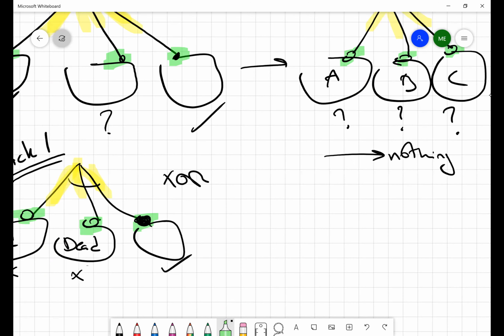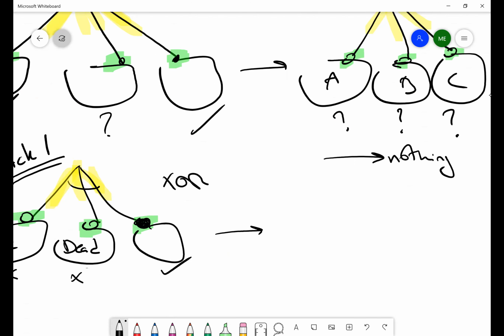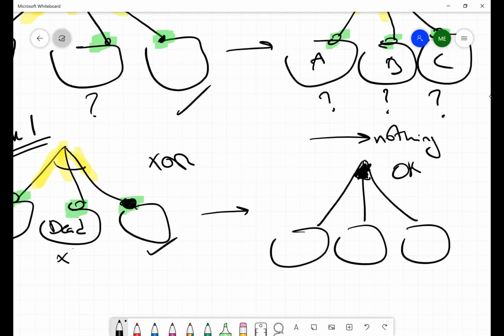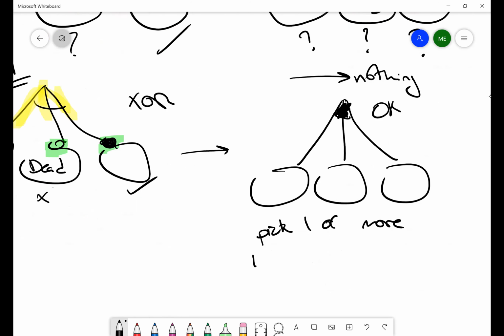Now, if we take the XOR and we actually look, and I'm going to fill this over here. So this is called an OR relationship. All right. That means I got to pick one or more. Okay. But at least one. All right.